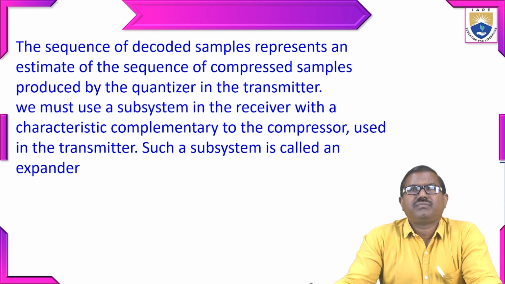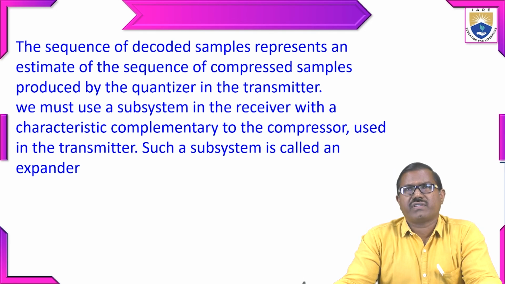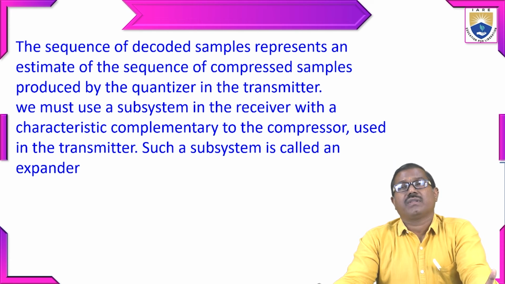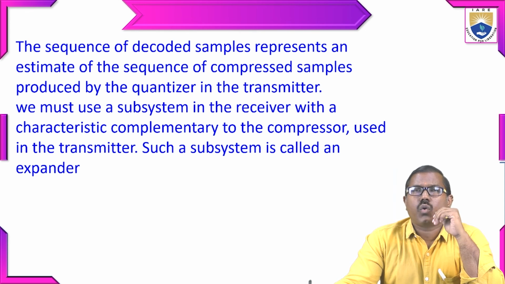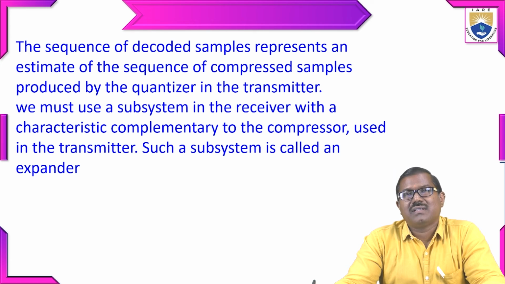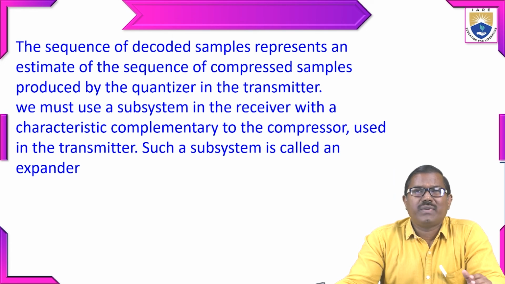Next, the sequence of decoded pulses are samples representing an estimate of the sequence of compressed samples produced by the quantizer in the transmitter. We must use a subsystem in the receiver with the characteristic complementary to the compressor used in the transmitter. Such a system is called an expander. Why? Because here we use a quantizer. In the quantizer we have two varieties: one is a uniform quantizer and the other a non-uniform quantizer. The non-uniform quantizer does not really exist.